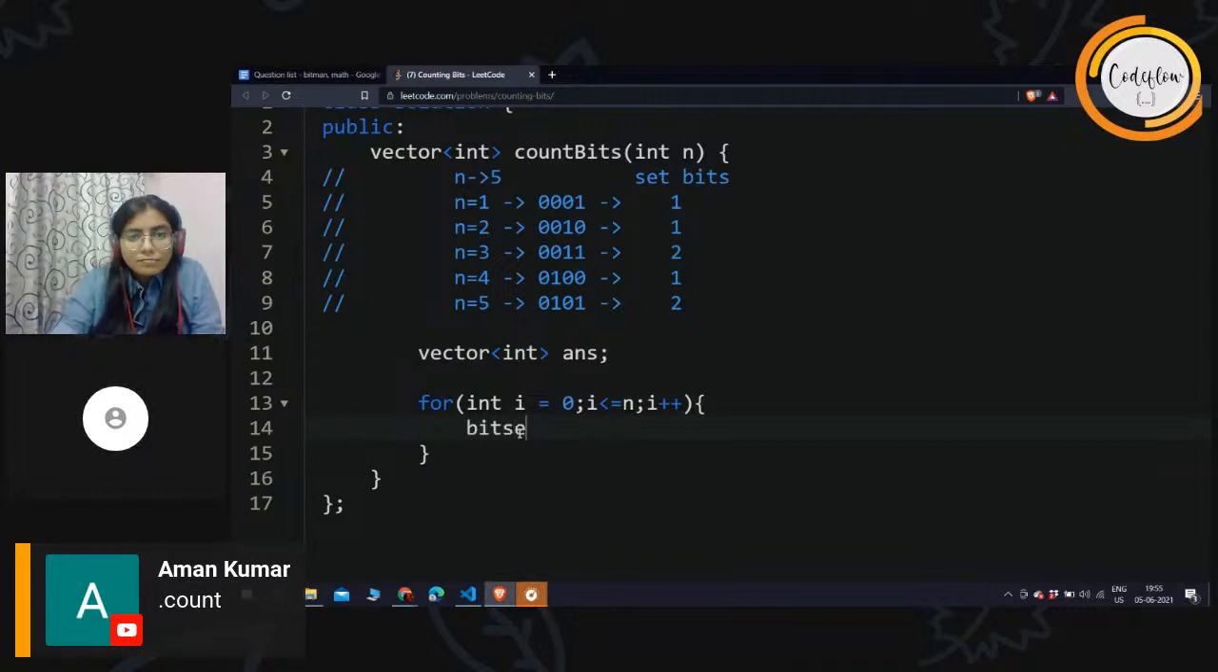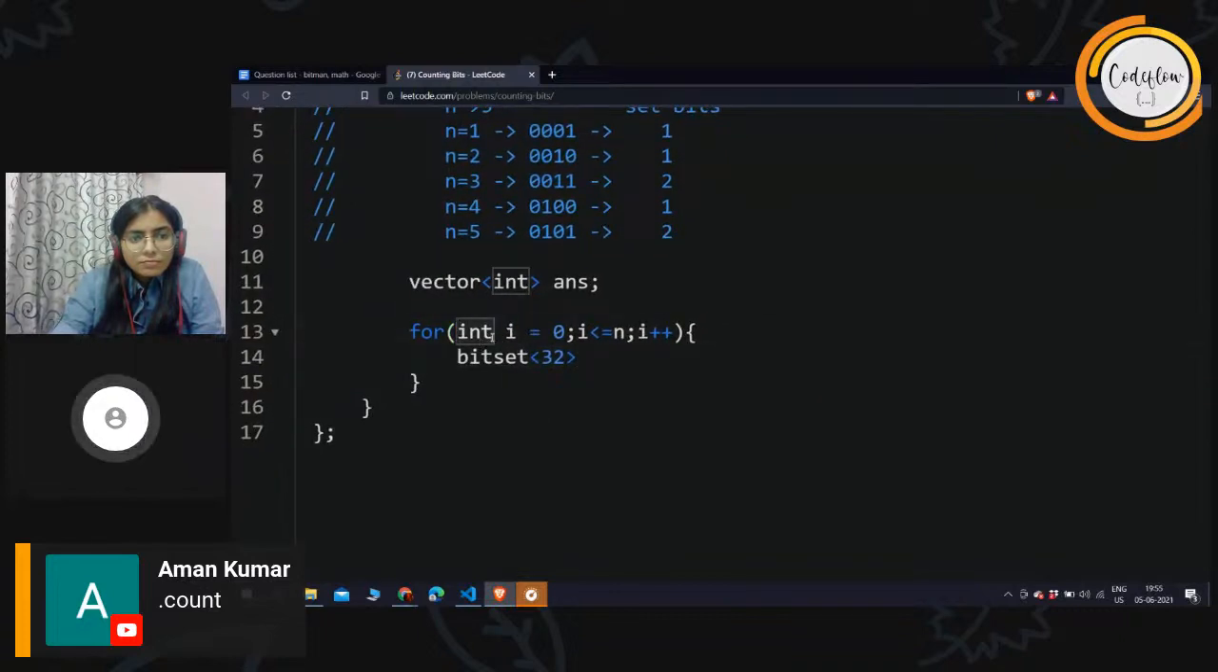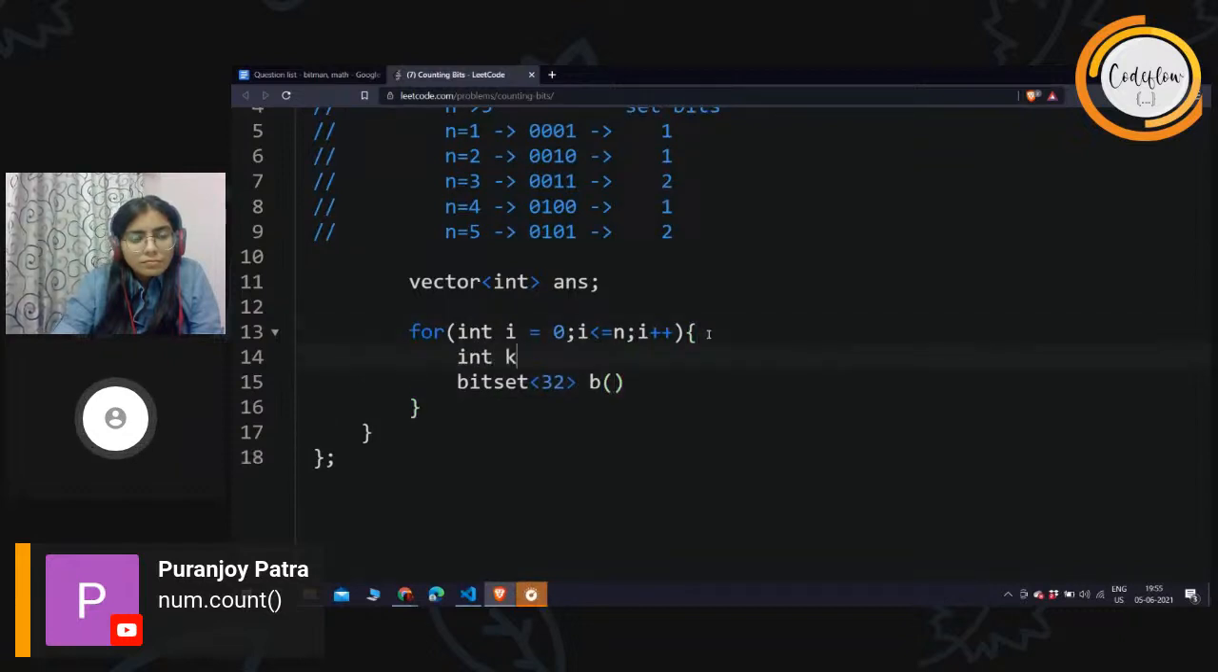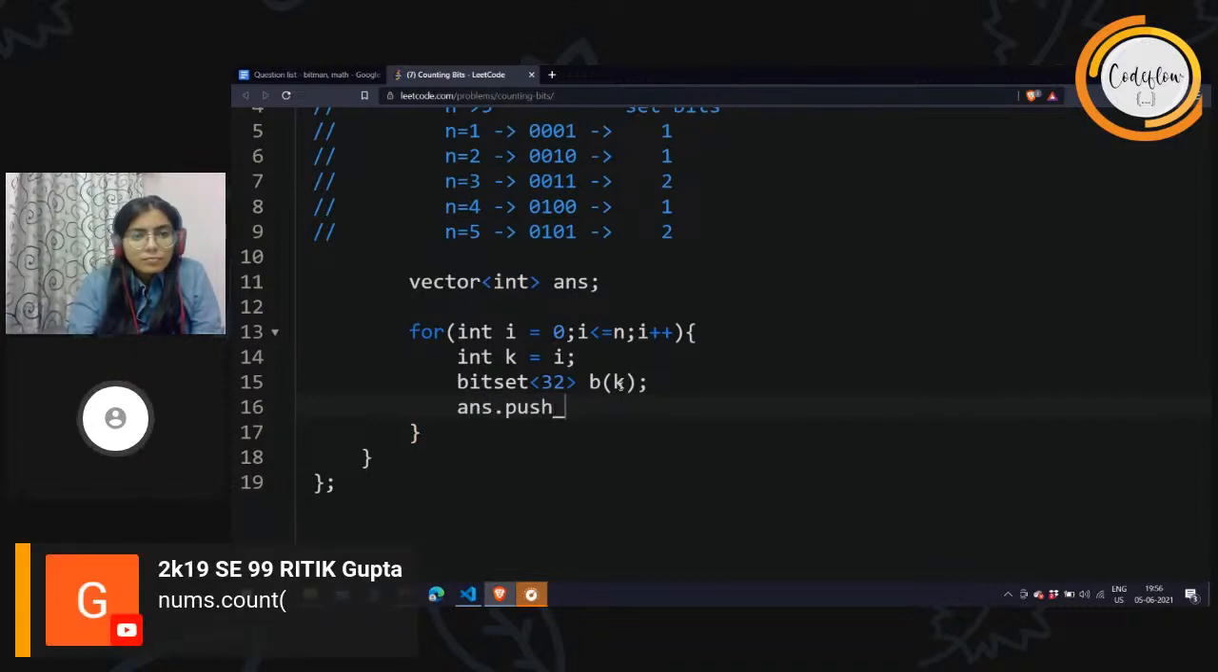So inside this, I declare a bit set. A bit set usually fits in 32 bits because you know int is 4 bytes, that is 32 bits. That's why I have taken the size of the bit set as 32. Bitset b, and I want my i to be changed into this. I'll just take a copy of i. Now I just return b dot count, but I need to push it into the array, so answer dot push back b dot count.